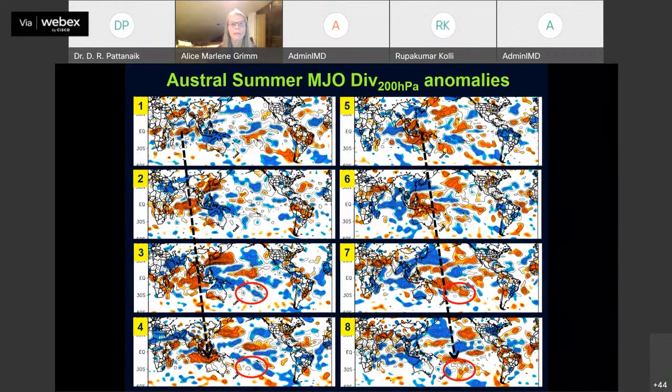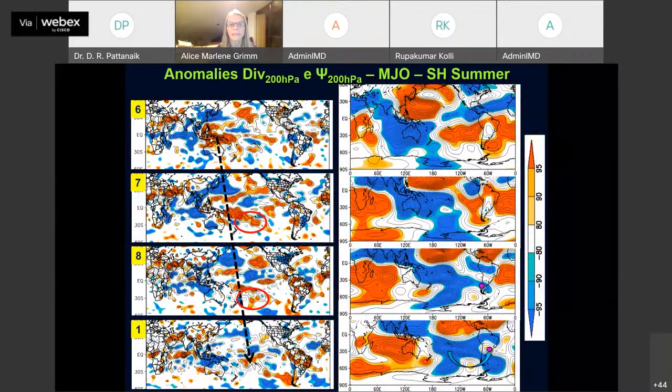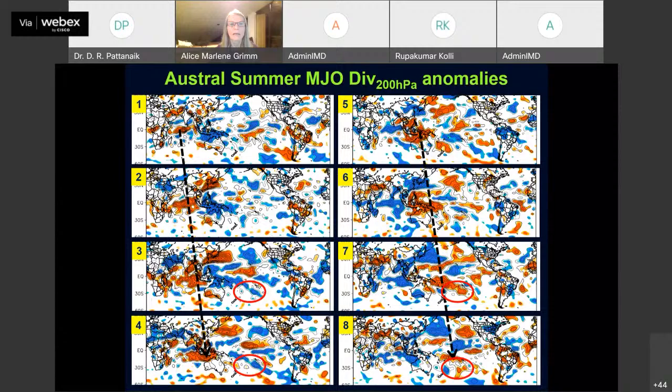Let's look at phases 3 and 4, with low-level convergence here, and in phases 7 and 8, high-level divergence here and high-level convergence here, associated with suppressed convection in this case, and here enhanced convection.